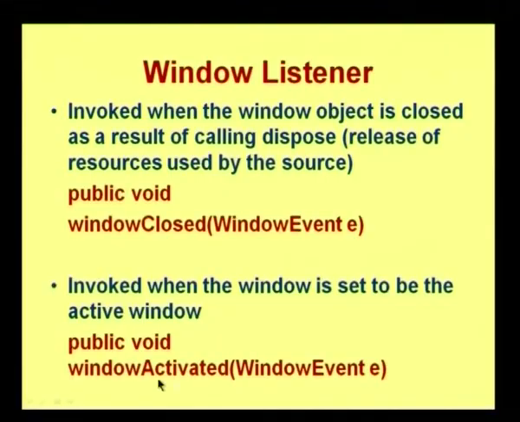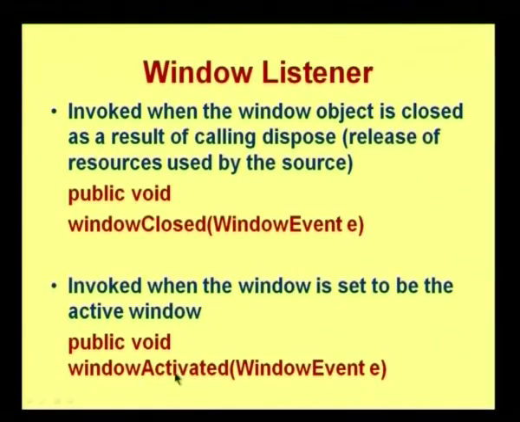Welcome after the break. We are discussing the window listener, and here you can see that the method windowActivated is invoked when the window is set to be the active window. In your GUI application you can have many frames opened at one point of time, in various modes. One may be in minimized mode, one may be in maximized mode. At one particular point of time only one window can be the active window. Whenever I try to activate my particular window, this method is called.